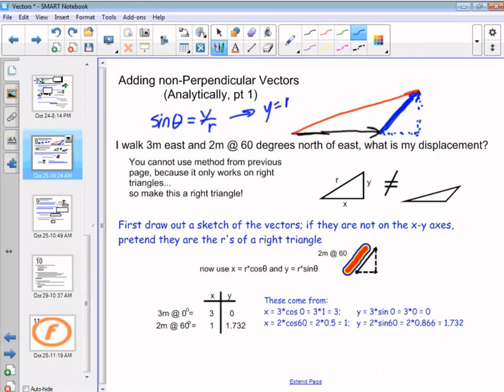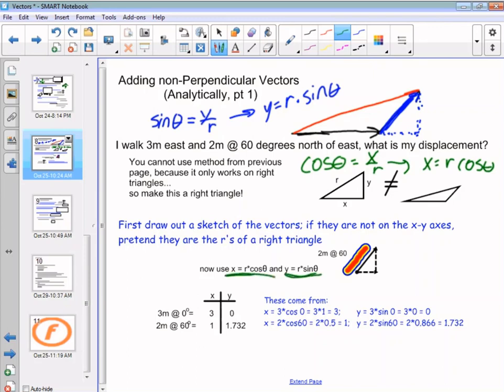Y equals r times sine theta. I'm going to do the exact same thing with cosine. Cosine of theta equals x over r. But I don't want cosine of theta, I want just plain x. It's going to be x equals r cosine theta, which is what I've written out down here, and it's also on the board in the room. If you take a look, it's on the top right.